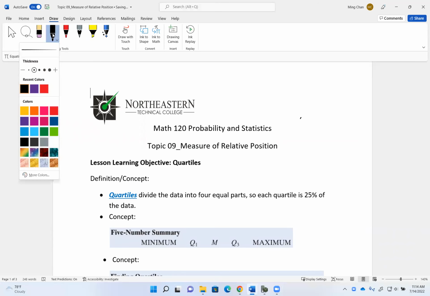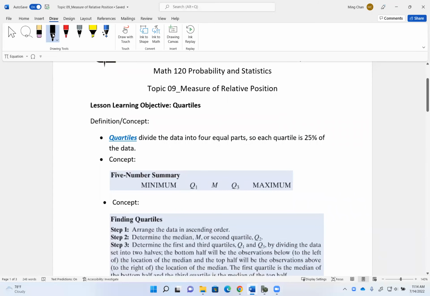Welcome to topic number 9, measure of relative position. So in this video, I want to talk a little bit about what is the measurement of relative position. Basically, it reflects back to what we talked about before, what lies in the middle. It's the central tendencies, okay?